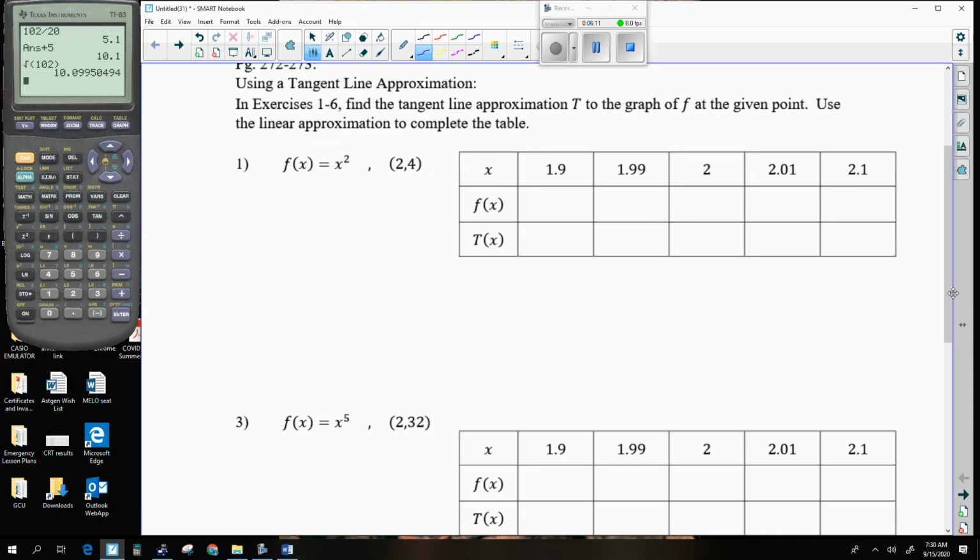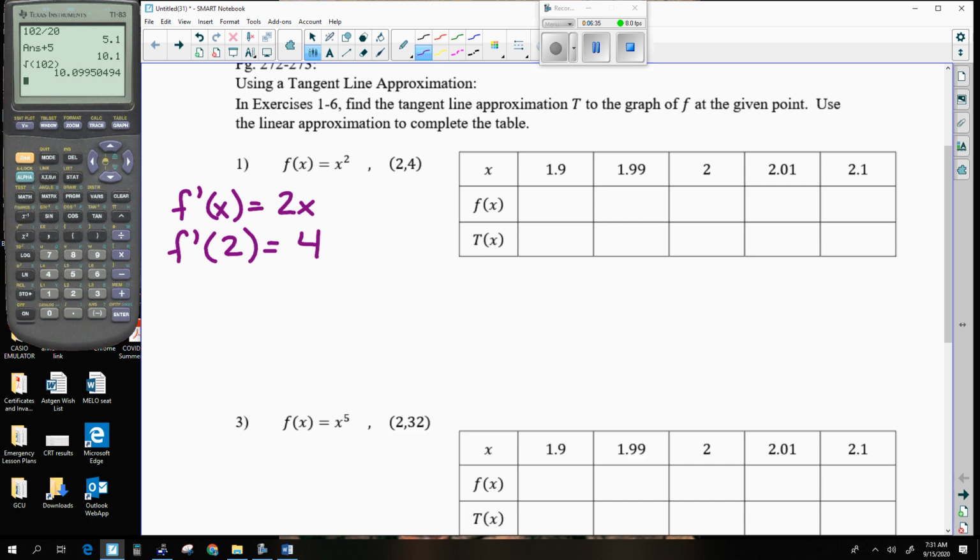Okay, so find the tangent line approximation T. That's our linear approximation, and we're going at the point (2, 4). We need to find the slope of our tangent line. The slope of our tangent line is 2x, but they specifically want it when x is equal to 2, so that's going to be equal to 4.